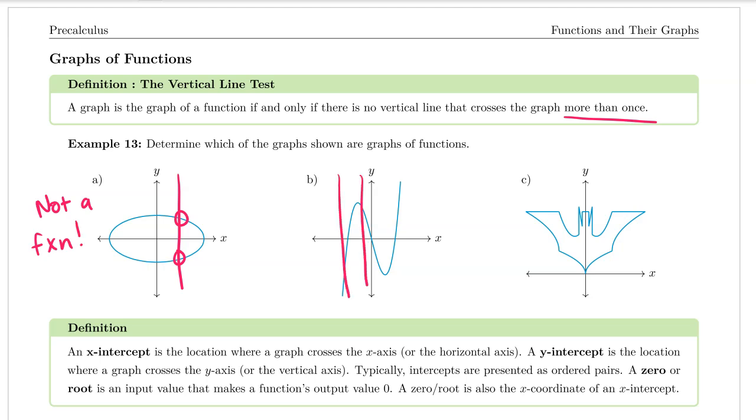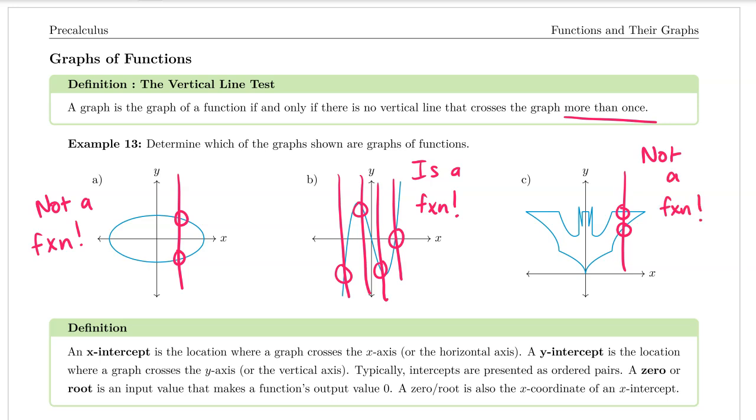So this is not a function. Here in part B, any vertical line I draw will intersect the graph at most one place, and therefore this is a function. It passes the vertical line test. And then in part C, we have the Batman symbol. If I drew a vertical line, it would intersect at more than one place. So this is not a function. And that is a quick summary of the vertical line test.